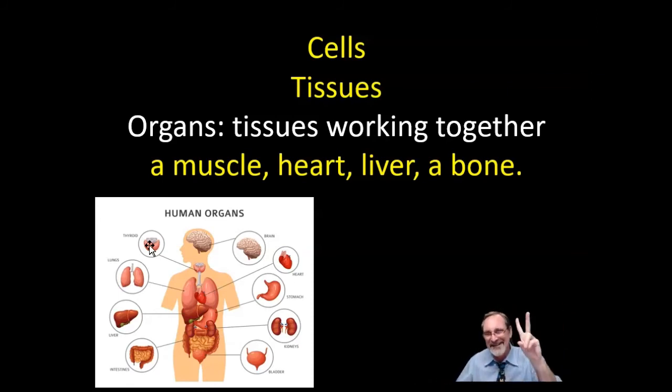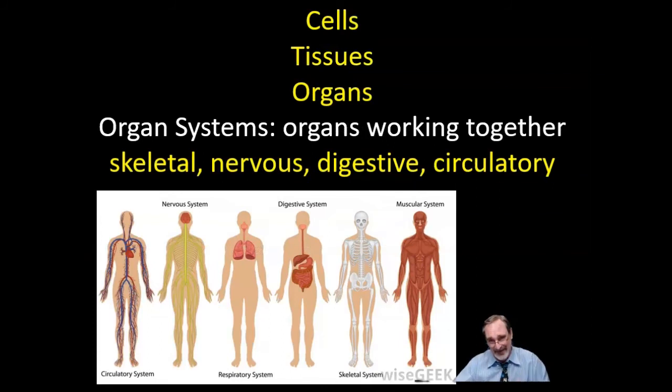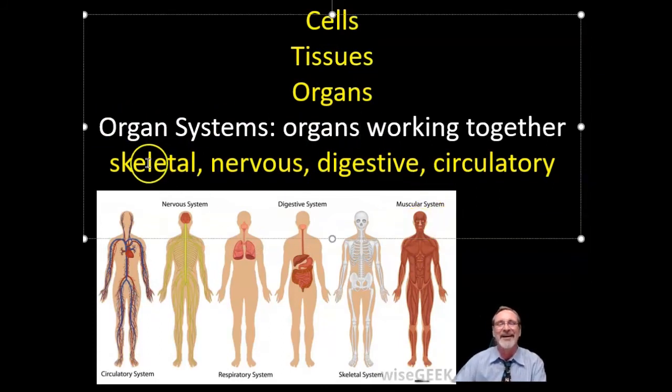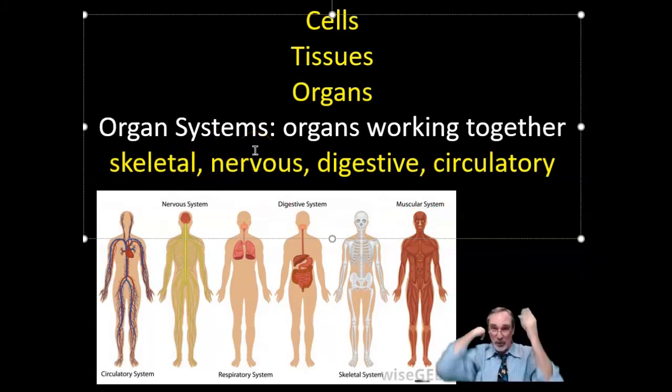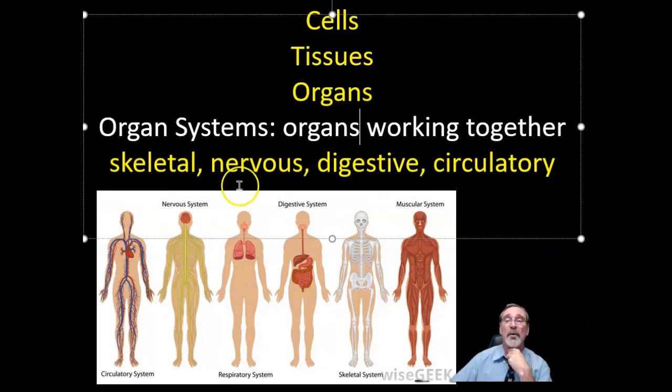You got your cells, tissues, organs, and the organs working together would be organ systems. So write this down. You get organs working together, like the skeletal system would be all the bones, the nervous system would be your brain, your spinal cord, all the nerves going out to your hands and stuff. Digestive system would have like your stomach, your esophagus, your liver, small intestine, large intestine, gallbladder, stuff like that. Circulatory system, the heart. So the different systems working together are organs working together. Excuse me, the organ systems are organs working together. Cells make tissues, tissues make organs, organs make organ systems.